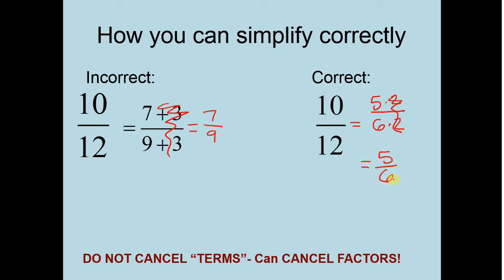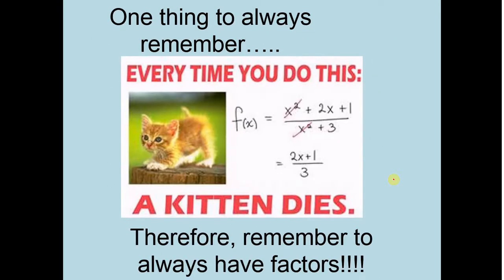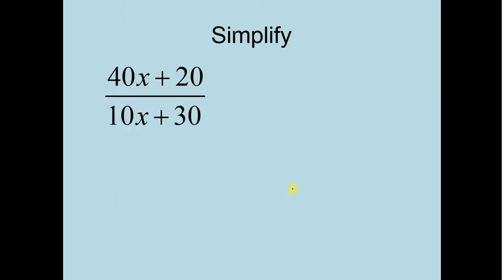You're not going to cancel terms, but cancel factors, aka multiplication that's available. Here's something to remember. Every time you do that, cross off the terms, a kitten dies. It's true. I've seen it. Therefore, remember to always cancel factors. Never cancel like that, okay? Don't kill a kitten, save a life, alright?